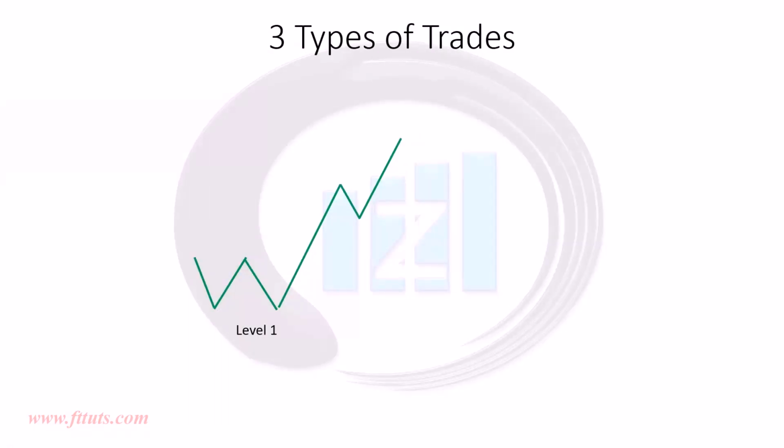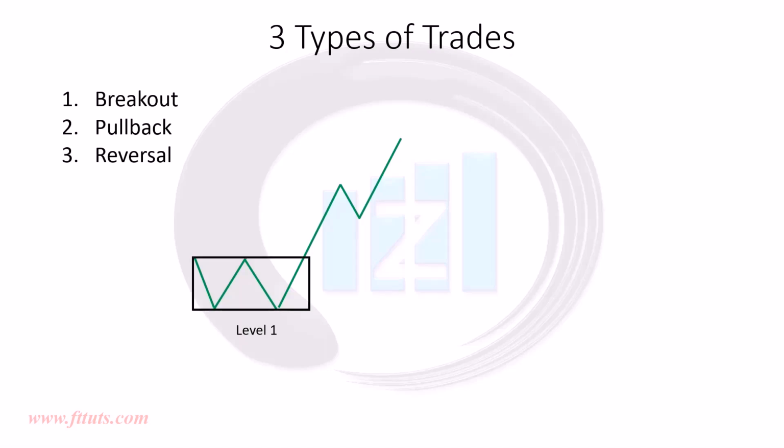Okay. Now we have our 3 types of trades. So within that first level of rise and consolidation, we have our level 1. Again, this is our consolidation, and this is what I was talking about, how we can have patterns within patterns. So we have our level 1. And we have our 3 types of trades. We have our breakout, our pullback, and our reversal. So we have level 1 consolidation, and we have our breakout here in this impulse leg.